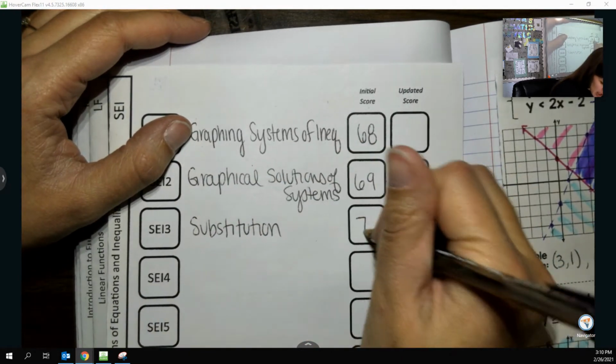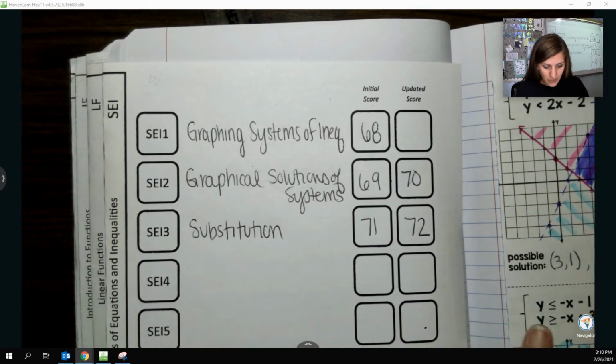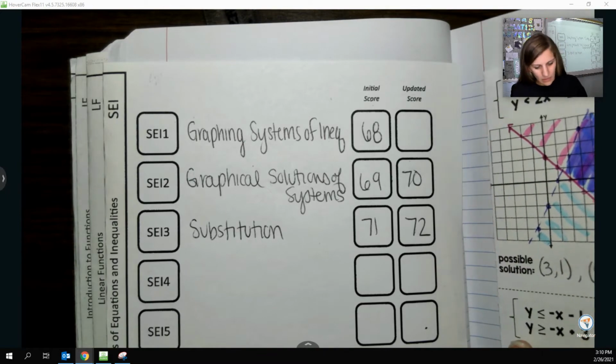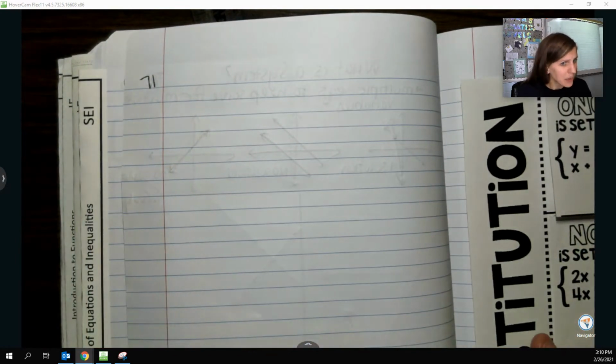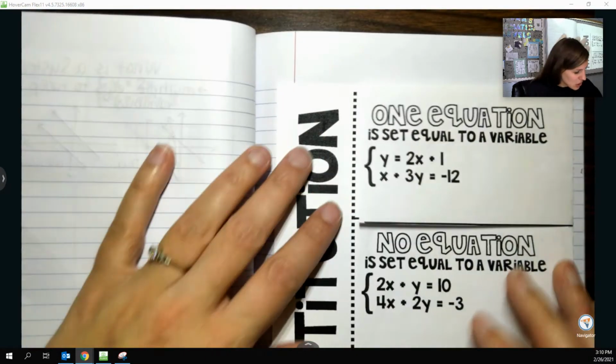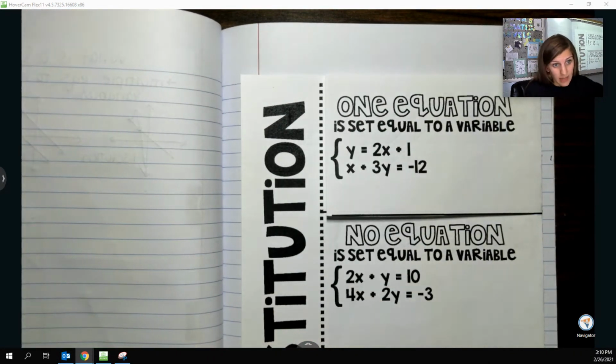So on pages 71 and 72 in our notebook here, we're going to be talking about substitution. If we turn and look at that page right now, 71 doesn't have anything on it. I'll probably do a separate video where I do a couple more examples. But we're going to start on 72 right here because really one of three things can happen.